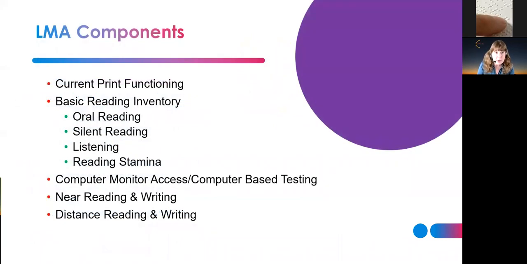So, what are the components of the LMA? It includes current media functioning, basic reading inventory, which includes oral reading, silent reading, listening, and reading stamina. It also includes computer monitor and access, and you need to look at that especially for students that may be using computer-based testing. And finally, near and distance components for reading and writing.